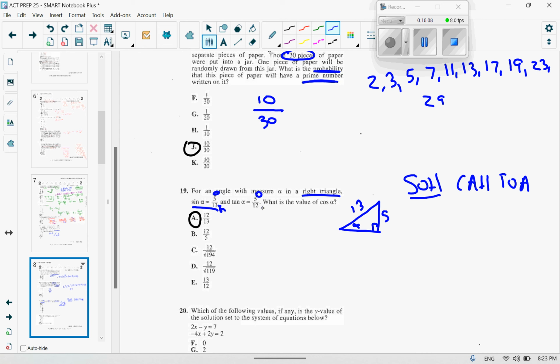Tangent is opposite over adjacent. So this is my adjacent side. Now the question asks, what is the cosine? Cosine is adjacent over hypotenuse. Adjacent over hypotenuse. So it has to be 12 over 13.